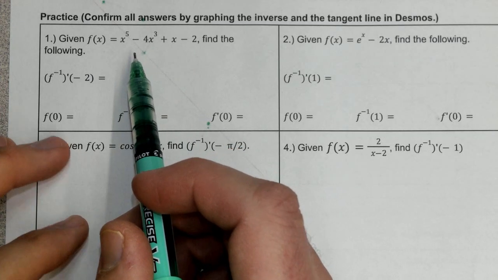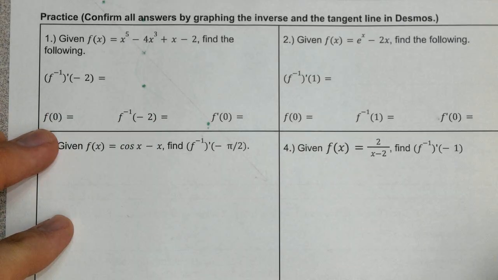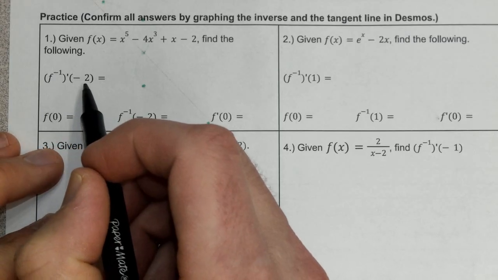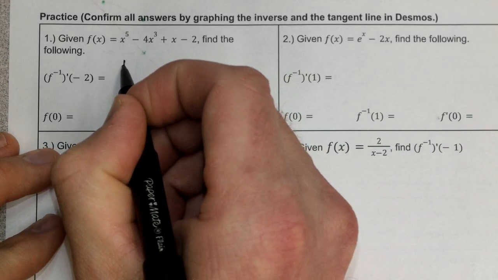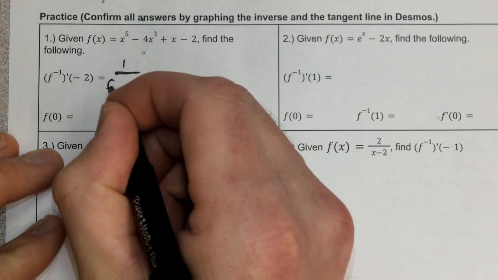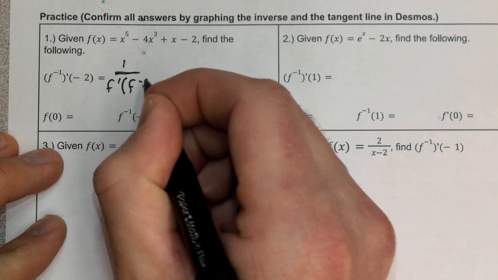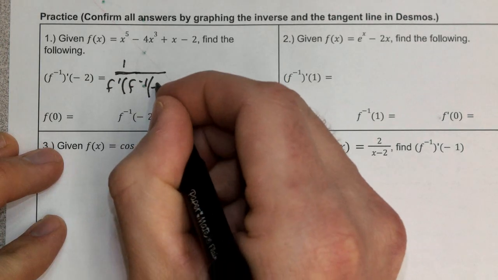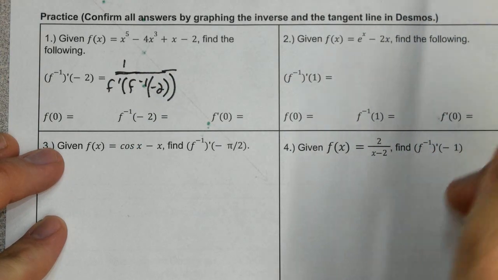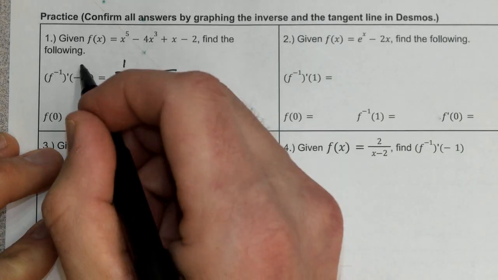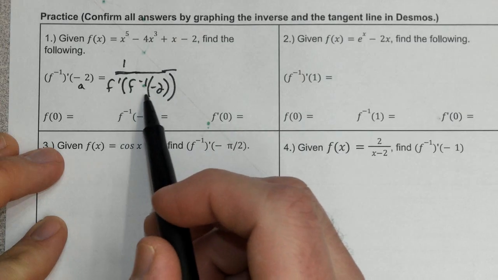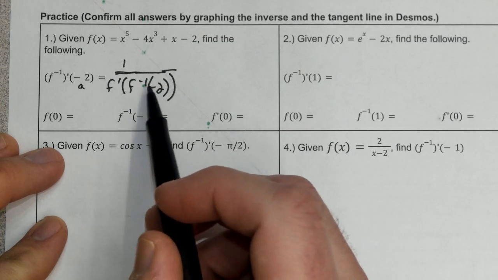So let's identify what we're trying to find here. f inverse prime of negative 2. That's what we want to know. Now that means that I want to find 1 over f prime of f inverse of negative 2. I'm just following that third version of the formula, and I plugged in negative 2 for A, because that's the place that we're trying to find the derivative at. Now, it would be very helpful if I knew what f inverse of negative 2 was. If I knew that, that'd be awesome.